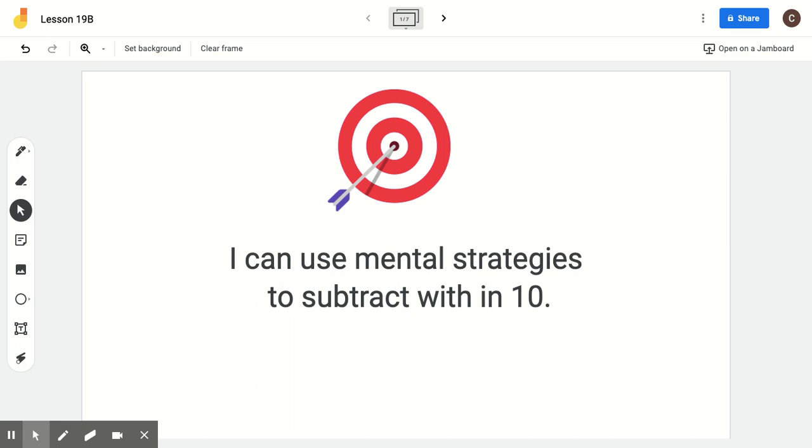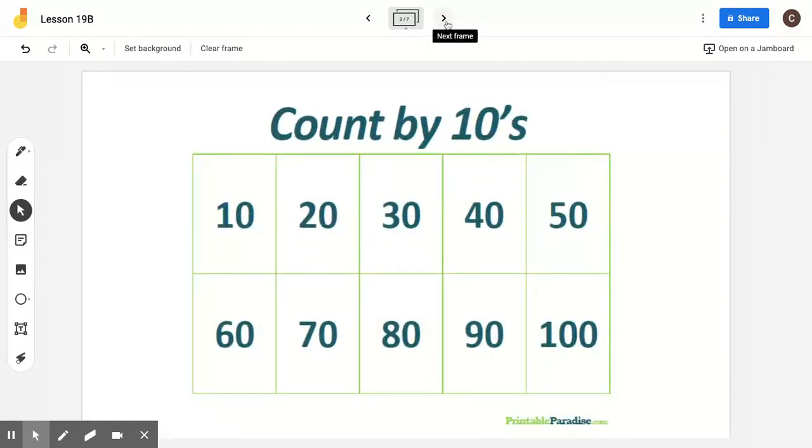Today, our learning target says I can use mental strategies to subtract within 10. Before we get started, we're going to warm up our brains by counting by tens to 100. We did this last time, but if you're not quite sure, listen and then we'll do it together.